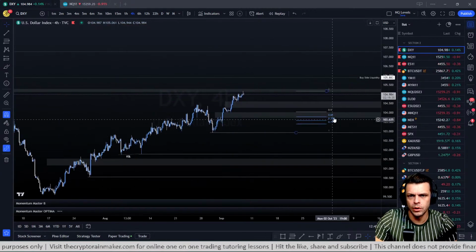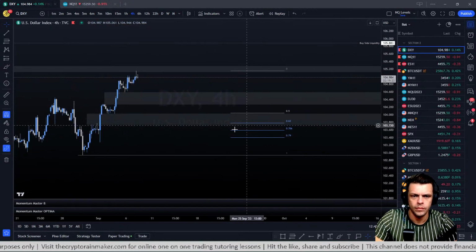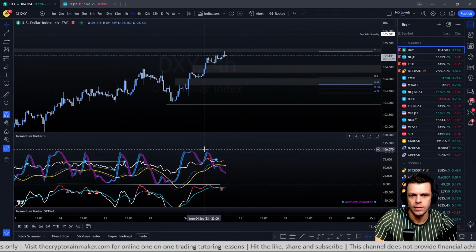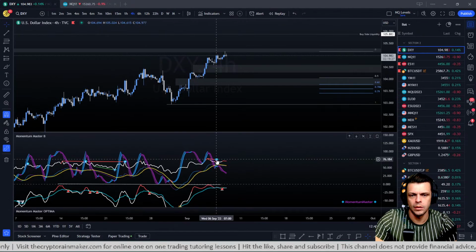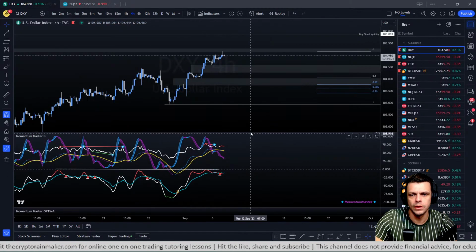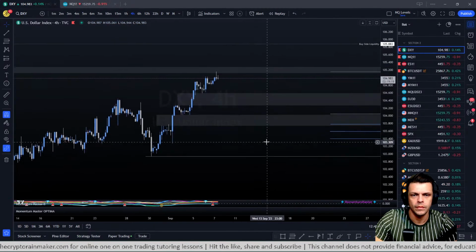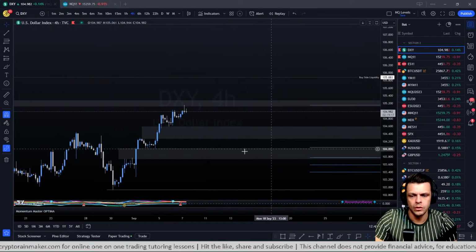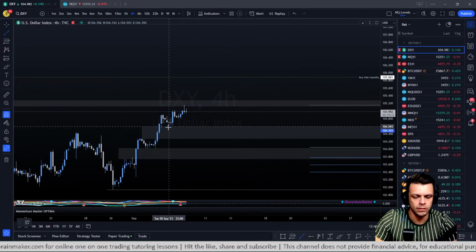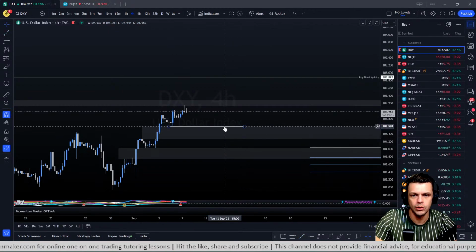Have a look at the 4 hour. There you can see the divergence also printing on the momentum master, and then the alarm on the Williams indicator as well. So it seems likely they come down, reclaim it, and then also take out all of these liquidity pools.